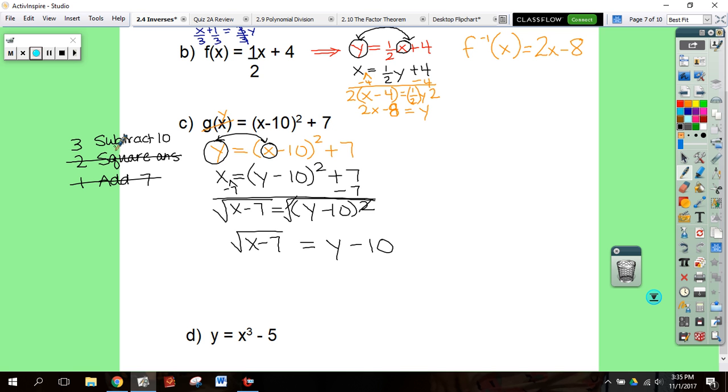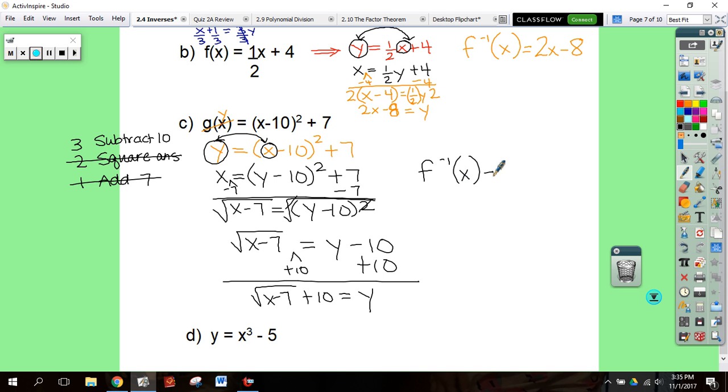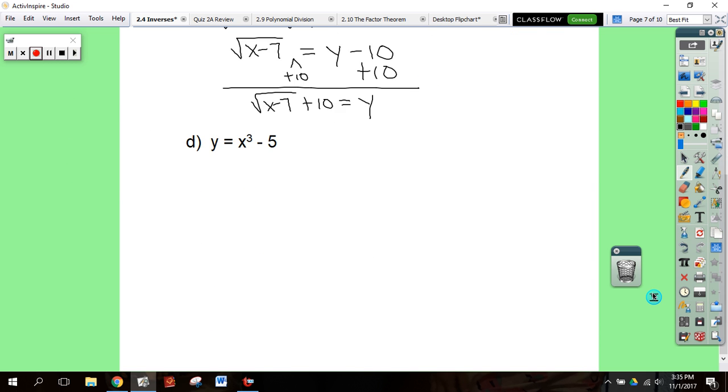My third step would be to undo subtracting 10, which would be to add 10 to both sides. And again, I like to put it at the end. So I would have the square root of x minus 7 plus 10 is equal to y. So the way that I would rewrite this is f inverse of x is equal to the square root of x minus 7 plus 10. Okay, and then the last one.